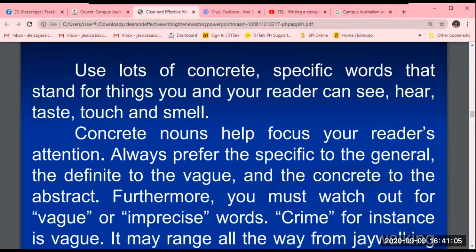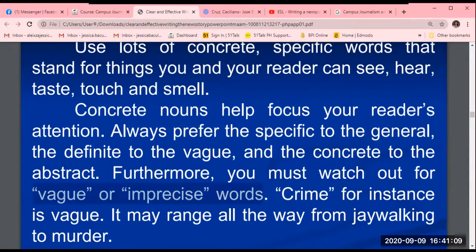As much as possible, do not use vague or imprecise words. Do not use figurative language. Do not use idioms. Do not use proverbs if you can. Okay? Or if you highlight a proverb or idiom in your writing, just make sure that it is known, common, and general knowledge.